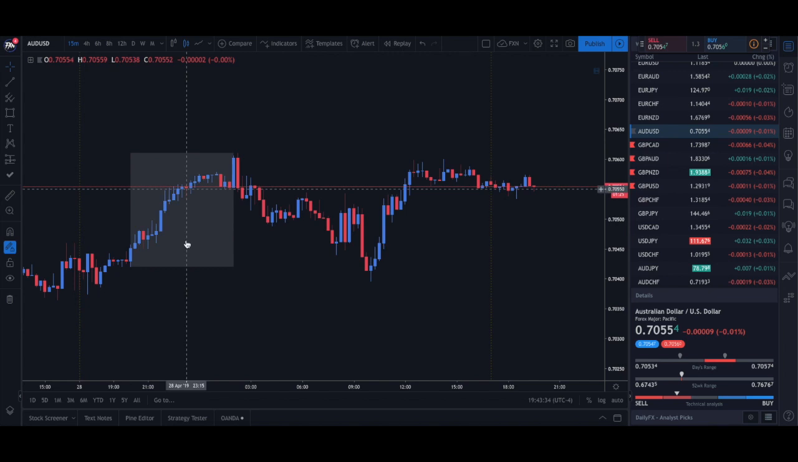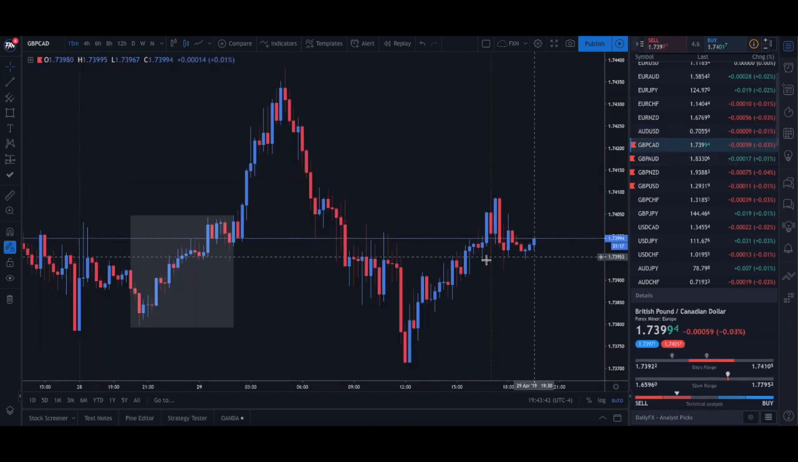So let's look at some of the setups that happened during London for some of these pound pairs, and they pretty much did damn near the same move on all of them for the most part.